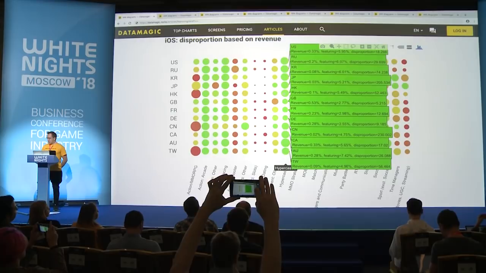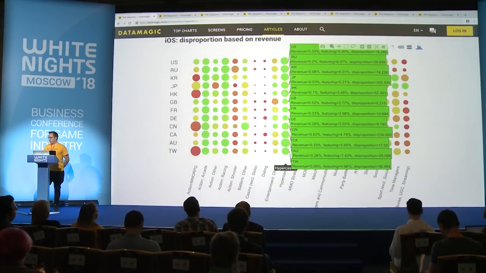Actually, I don't know why platforms do this, because hyper-casual games do not generate any revenue for the platform, and at the same time they generate some ad revenue. It totally bypasses Apple's bank account. So I actually have no idea why platforms support hyper-casual games that much.